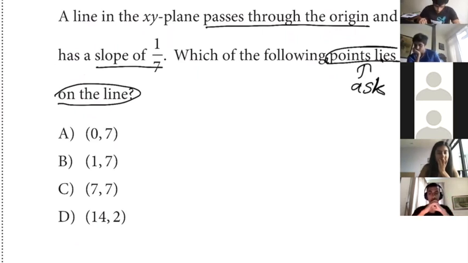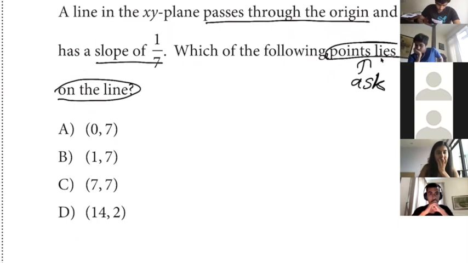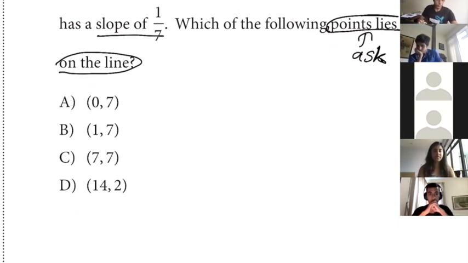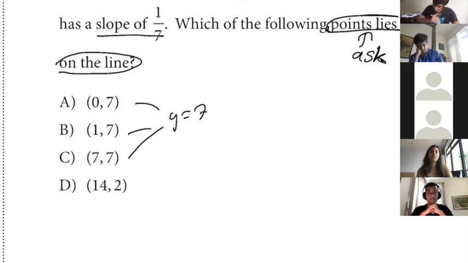So it gives you options of A (0,7), B (1,7), C (7,7), and D (14,2). Perfect. What are some of the really quick things you noticed in this question? So for A, B, and C, the Y coordinate is all 7, so they're all the same. So here, here, and here, Y equals 7. Perfect. And then D is the only anomaly in that. In A, the X coordinate is 0, so you can immediately cross it out.